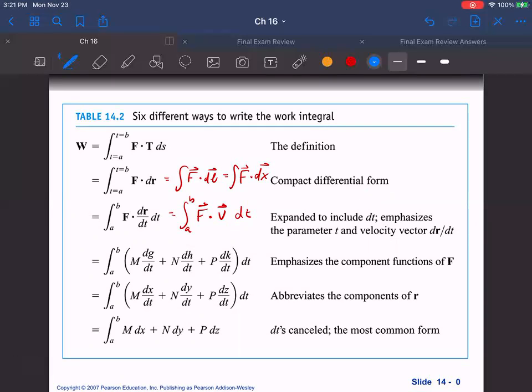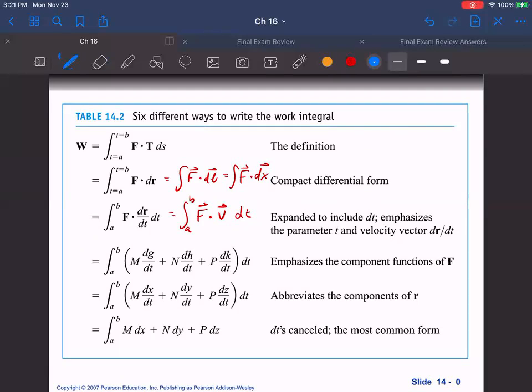The major definition up there, the compact differential form, all kinds of different things in there. I kind of disagree with that definition. I would define it as work is change in kinetic energy, but that's okay. You don't have to know that. But anyway, I'll just erase that, not cross it out because it's not wrong.